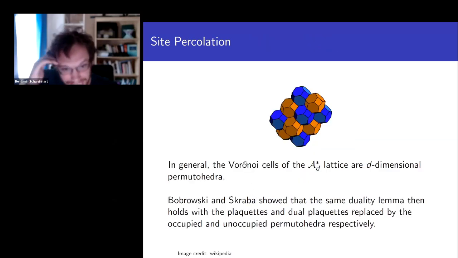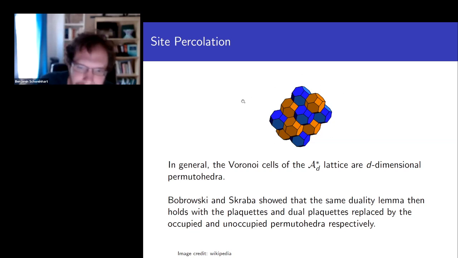And if we go into higher dimensions, the Voronoi cells of the A star D lattice are D-dimensional permutahedra. A permutahedron is an example of a polyhedron with some nice symmetry properties that relates to the symmetric group on D+1 letters, actually. So here is an example of 3-dimensional permutahedra.